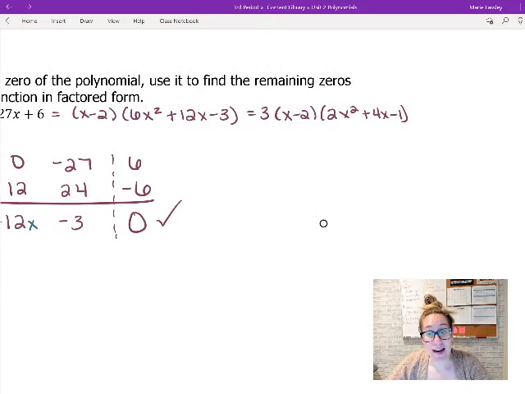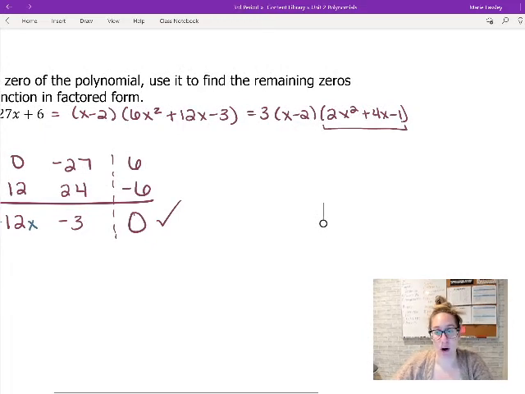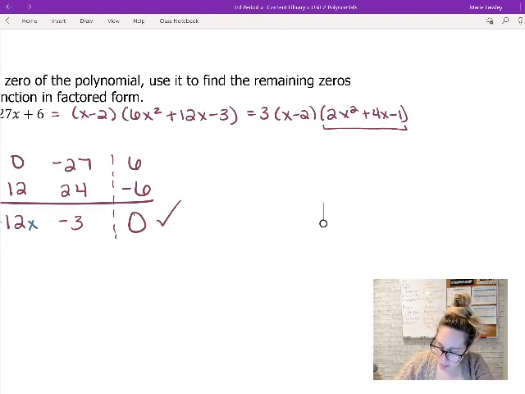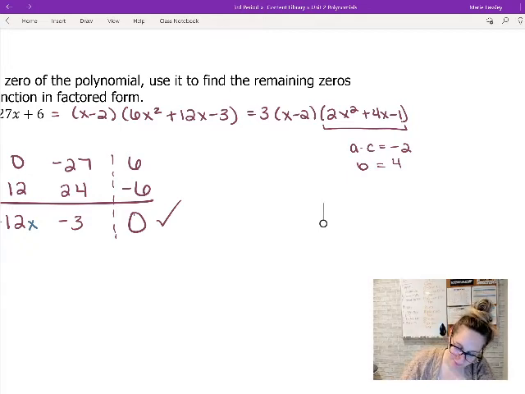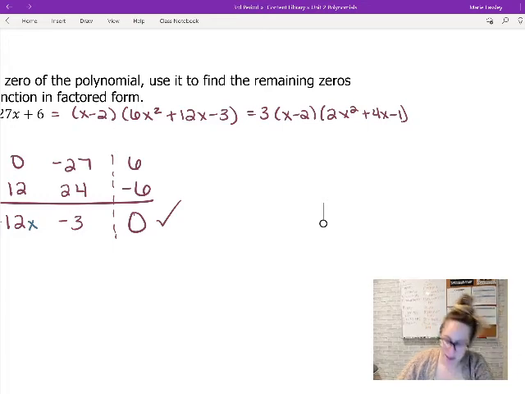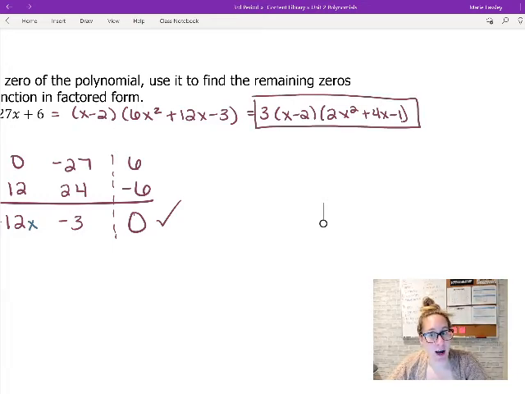All right. So now I want to see if this can be factored anymore. To do that, I'm going to multiply a times c, which is negative 2. So it has to multiply to negative 2, and it has to add to b, which is 4. All right, so can you guys think of anything that multiplies to negative 2 and adds to 4? Because I can't. I don't think it's possible. Multiplies to negative 2, adds to 4. Nope, nothing. So guess what? This is fully factored. All right, so there is my fully factored polynomial.